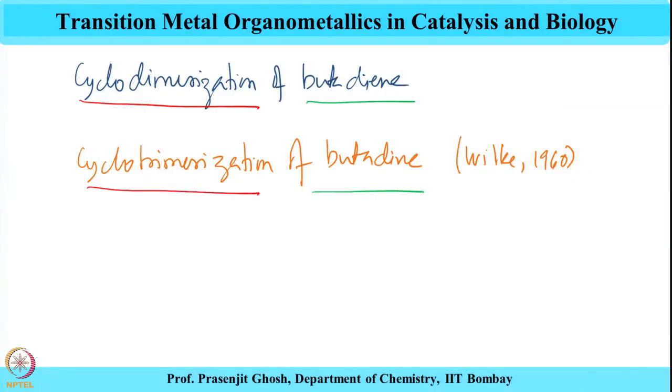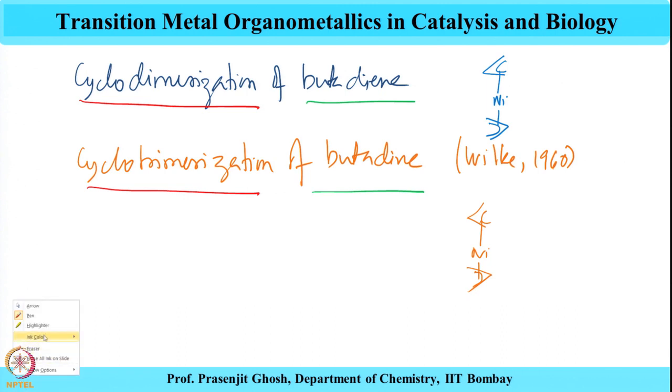And furthermore, the other similarity is that the catalyst precursor is the same for both, the one for dimerization and the one for trimerization as well. Let me just draw the catalyst precursor. So, this bis-allyl nickel complex is the catalyst for the cyclodimerization process, and also the same is true for the nickel cyclotrimerization of butadiene process.